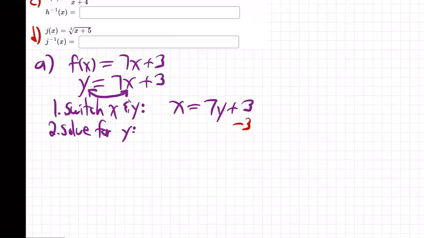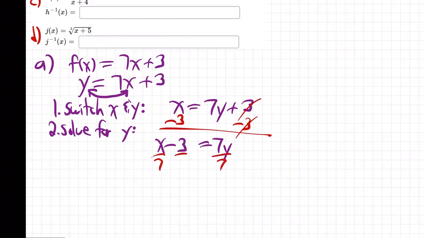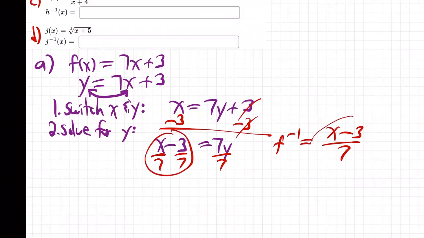So say, okay, subtract 3 from both sides, and it cancels out. 7y is x minus 3. Last step, divide by 7. You can divide by 7 all the way like that, one big bar, or you can do both of them, whatever. So there it is. F inverse function equals x minus 3 over 7. It's the same thing whether you write two separate bars or one big bar. The 7 is divided underneath both of them either way. It'll take either one as the right answer.